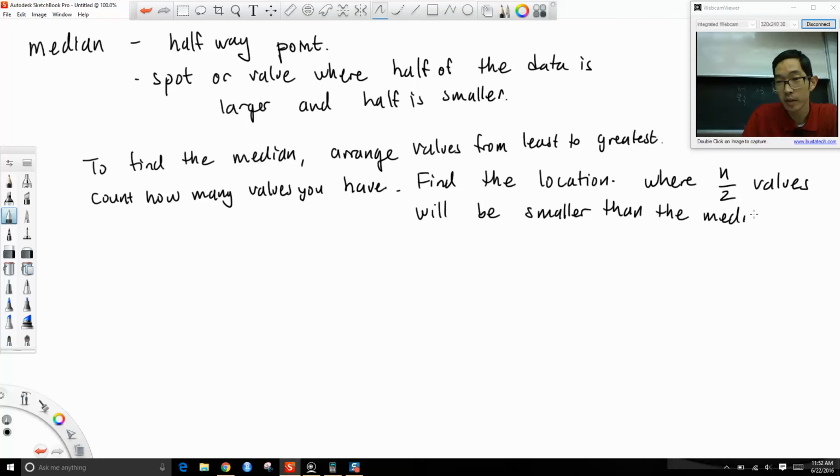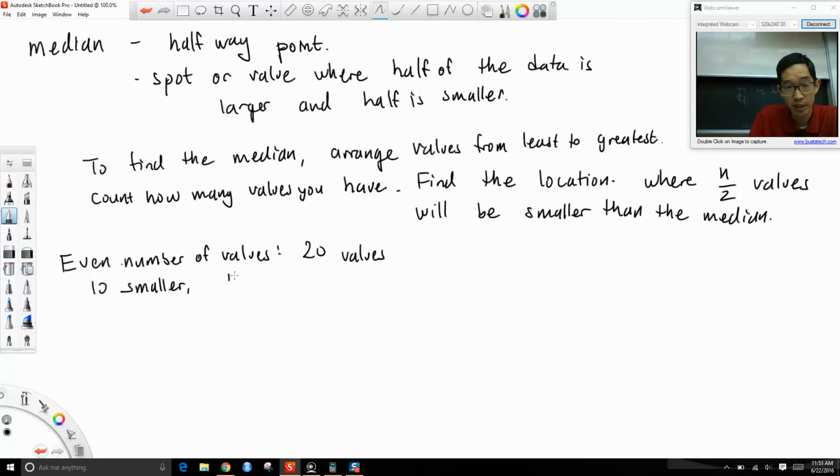Okay. So if you have an even number of values, let's say you have 20 values, then the median will be between the 10th and 11th values, okay? So you'll have 10 smaller and 10 larger. So the median is between the 10th and 11th numbers.